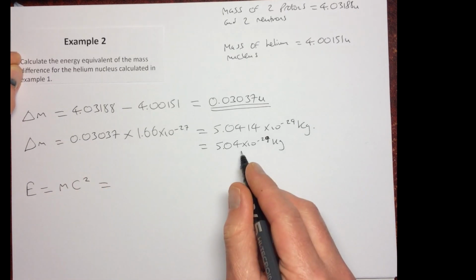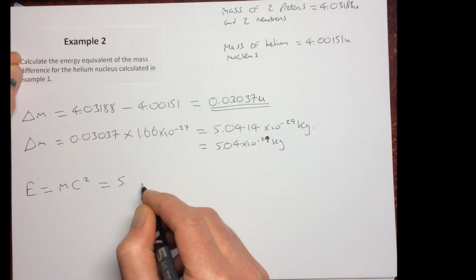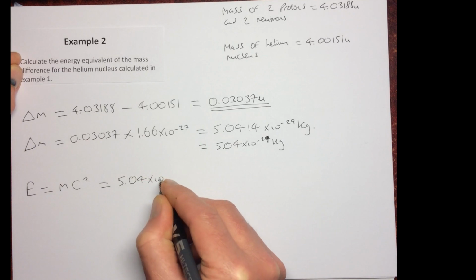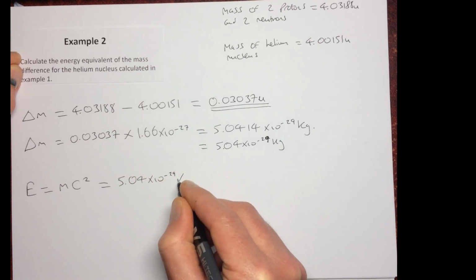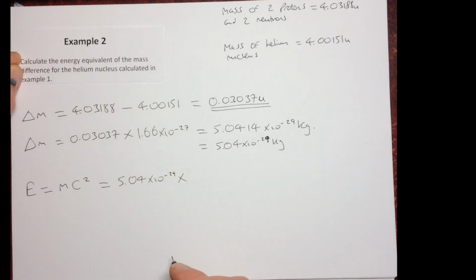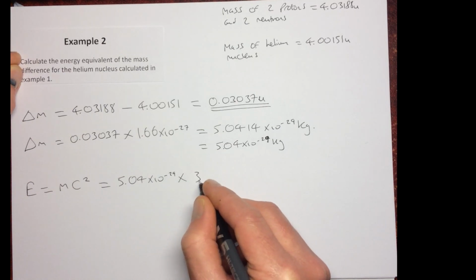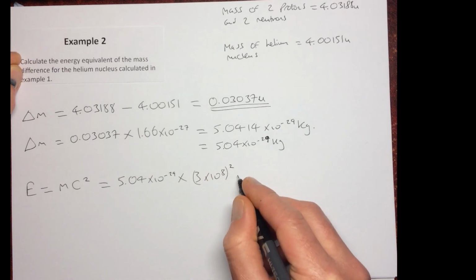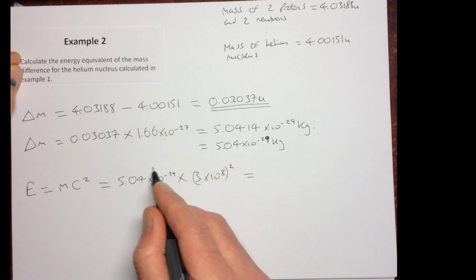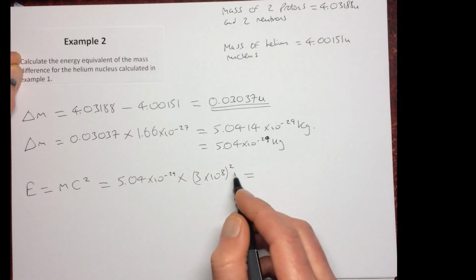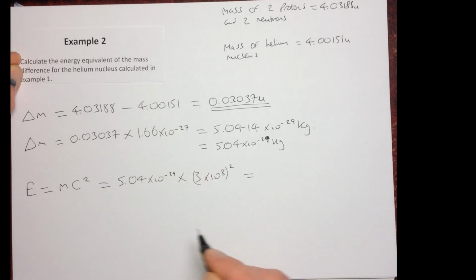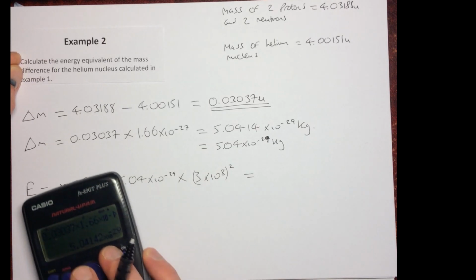Now, we've lost this much mass from our nucleus. Remember the mass has to be in kilograms. 5.04 times 10 to the minus 29. And we're going to multiply that by the speed of light squared, which is 3 times 10 to the 8 in a vacuum or in air, squared. Now, because you're multiplying a tiny mass by this value here squared, you're actually going to get a significant amount of energy then, okay?